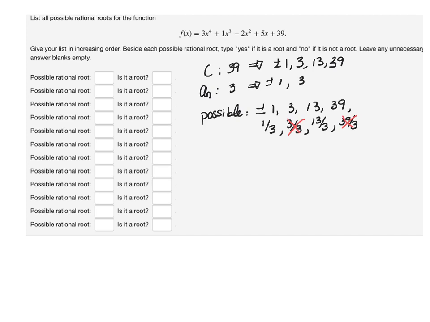And then we want to list them in increasing order. So my smallest number would have been negative 39 here, and then negative 13, and then negative 13 over 3. And then the next number should be negative 3. Then negative 1, negative 1/3, and then now it's going to be the positive ones. So 1/3, 1, 3, 13 over 3, 13, and 39. So that's how it's going to go from smallest to largest.